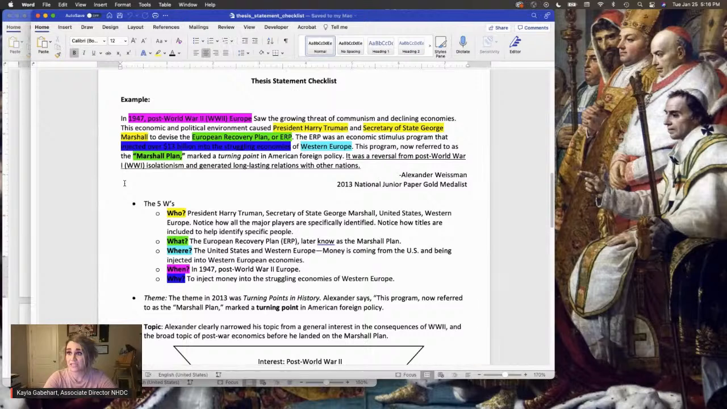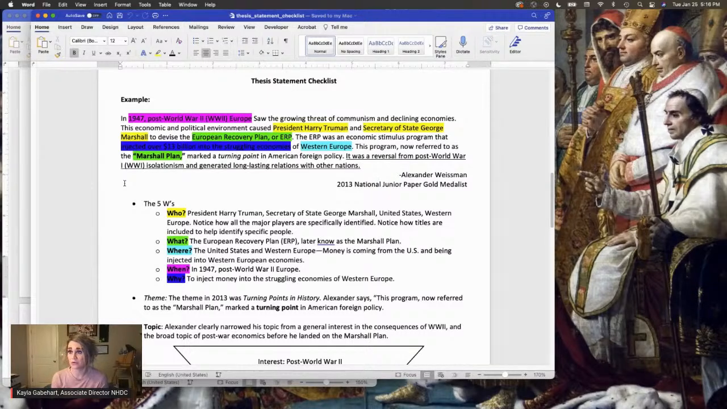In 1947, post-World War II Europe saw the growing threat of communism and declining economies. This economic and political environment caused President Harry Truman and Secretary of State George Marshall to devise the European Recovery Plan, or ERP. The ERP was an economic stimulus program that injected over $13 billion into the struggling economies of Western Europe.